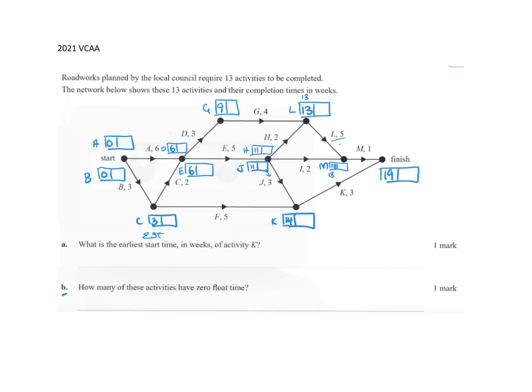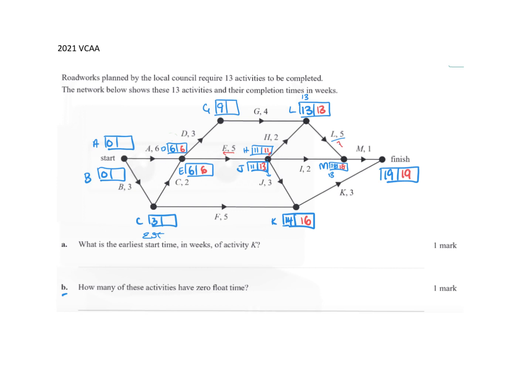Now we can backtrack via our way. So 19 minus 1, 18. If I go this way, 18 minus 5, I get 13. Going backwards via H, 13 minus 2 is 11. If I go back to the finish and I go along K, 19 minus 3 is 16. And then via J, 16 minus 3 is 13. Okay, so remember you pick the smallest, which would be 11. So 11 minus the 5 will be 6. So this one will also be 6.